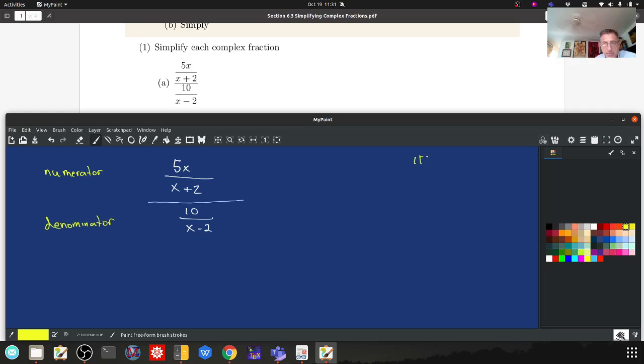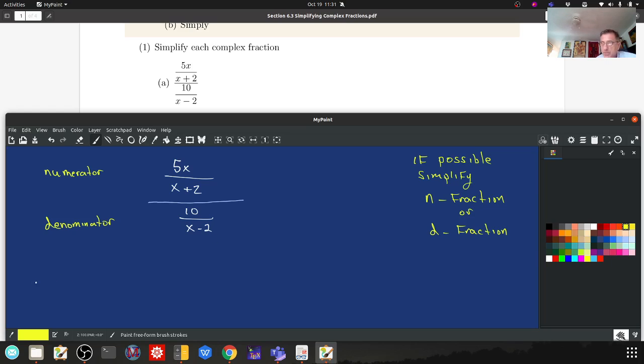So, if possible, simplify. I'll call them the n fraction, which stands for the numerator fraction, or the d fraction, which stands for the denominator fraction. In this case, there's nothing to simplify. How would you simplify? You would factor out the greatest common factor. There's nothing to factor out in 5x, and x plus 2 is prime. There's nothing to factor out about 10, and x minus 2 is prime.